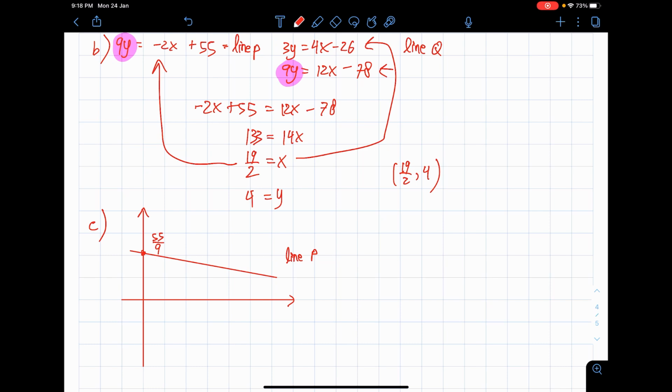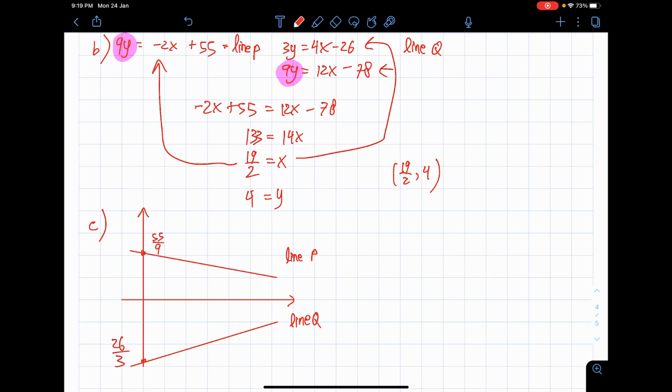Negative 26/3, I got the gradient going up, so it should be like this. This is line of Q. The intersection is 26/3. There. Explain why ABCD is a trapezium.